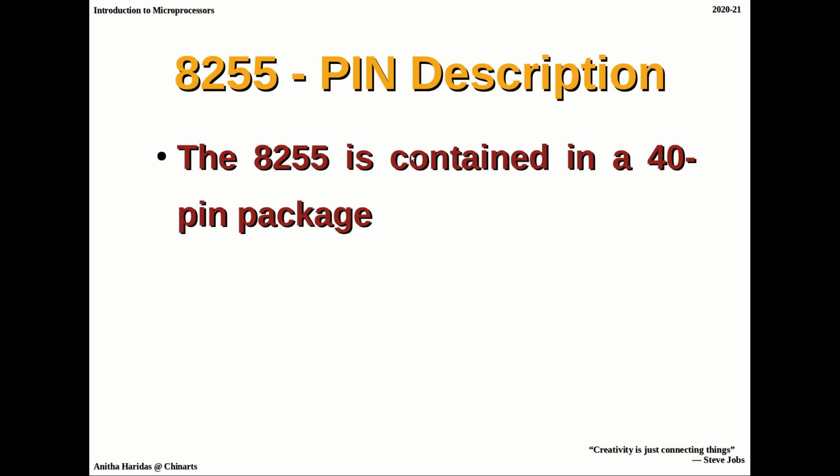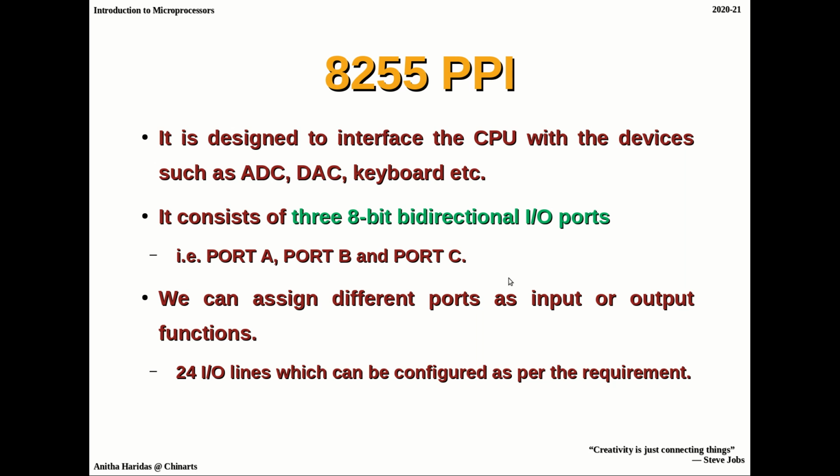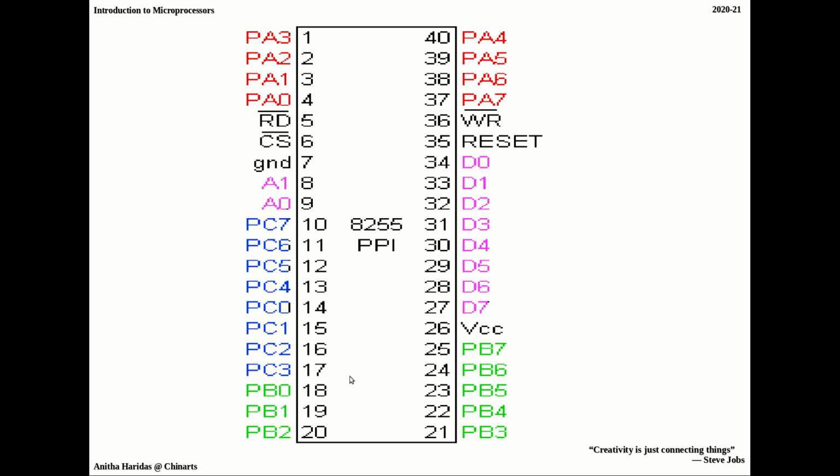Now let us see the pin description of 8255. 8255 is contained in a 40 pin package. So this is the pin diagram of 8255 PPI. As we have seen, the 8255 can be connected to these kinds of devices. Generally it will be connected to character devices or analog to digital or digital to analog converters. It contains 3 different ports, and each port has 8 bits. So obviously 24 input output lines can be configured.